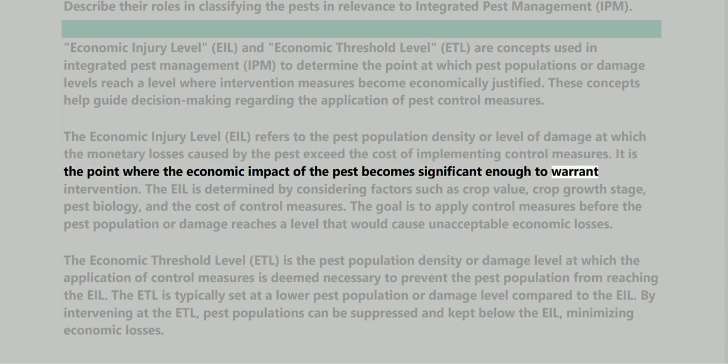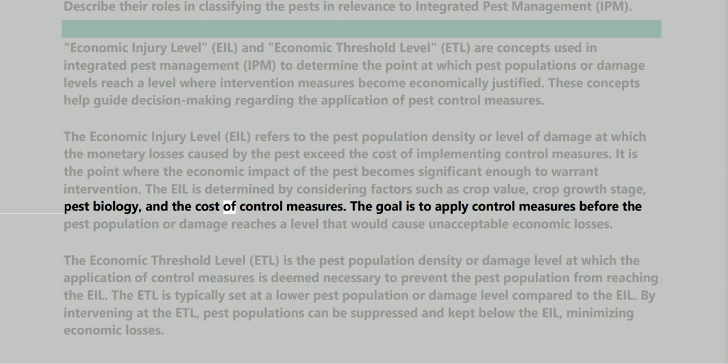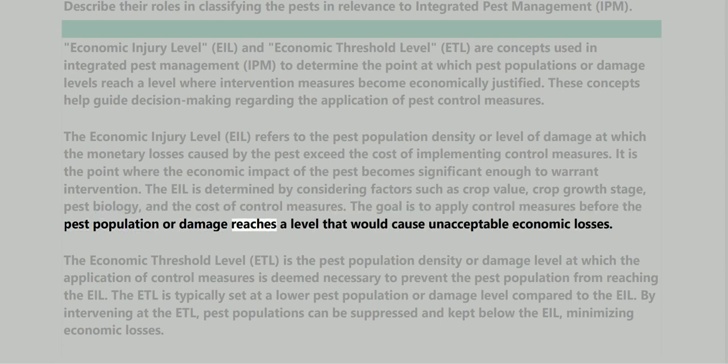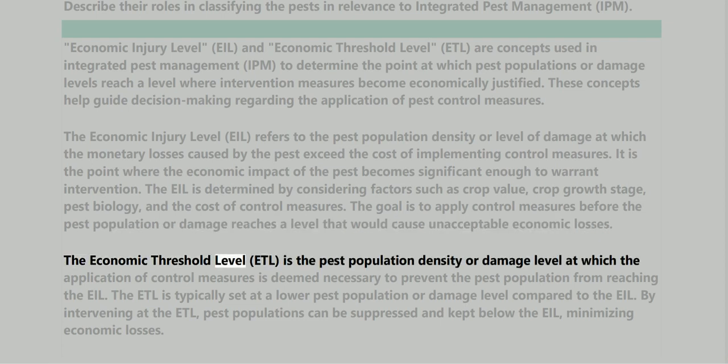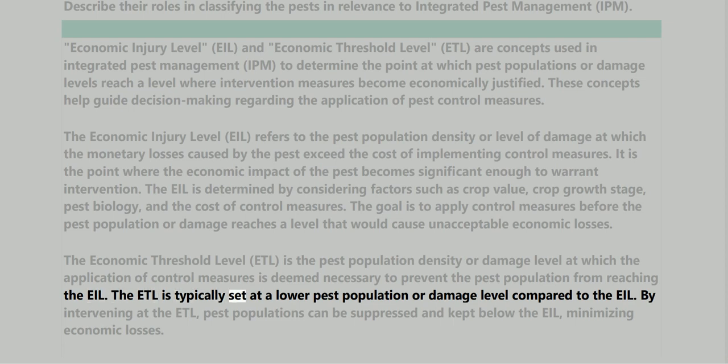The EIL is determined by considering factors such as crop value, crop growth stage, pest biology, and the cost of control measures. The goal is to apply control measures before the pest population or damage reaches a level that would cause unacceptable economic losses. The economic threshold level, ETL, is the pest population density or damage level at which the application of control measures is deemed necessary to prevent the pest population from reaching the EIL. The ETL is typically set at a lower pest population or damage level compared to the EIL.